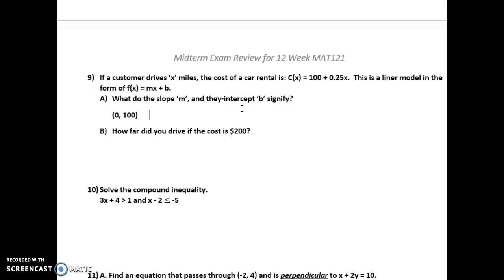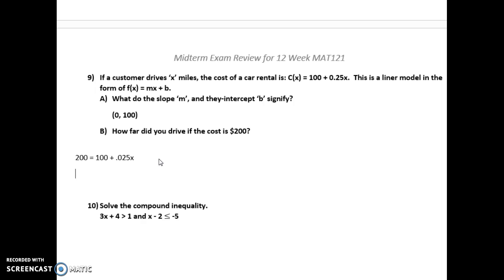fee of $100. So how far did you drive if it cost $200? Well, put $200 in here for our output. And we just need to figure out what the x value would be that would give us that output of 200. So subtract 100 from both sides. And think of that we're subtracting away the constant there.